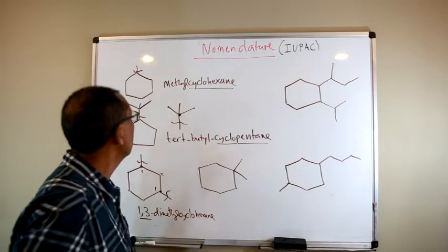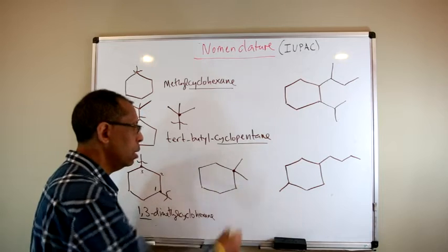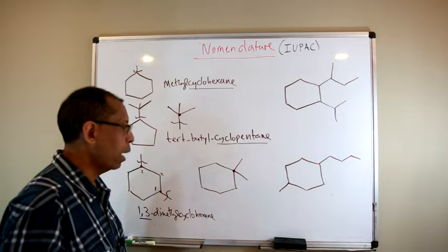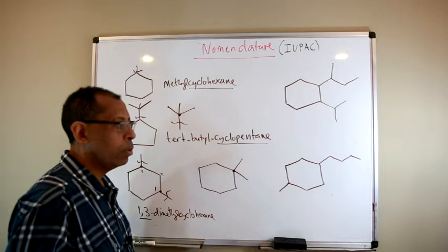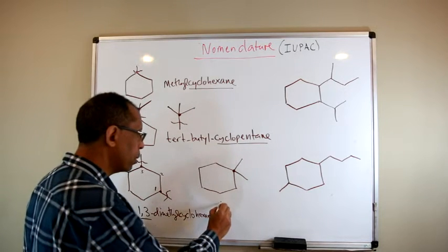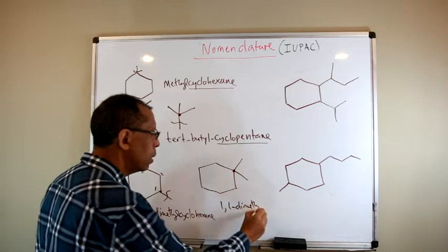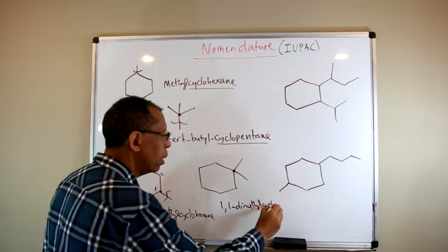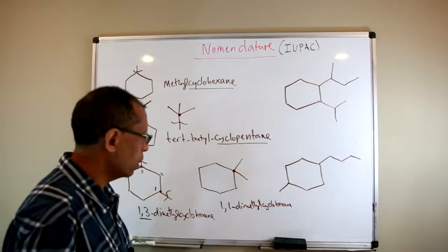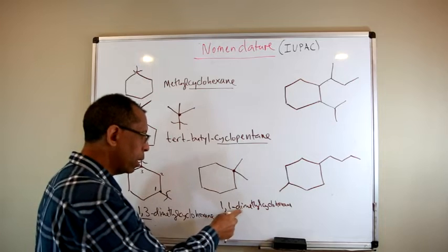In this case, you have 2 methyl groups on the same carbon. These are methyl groups. So in this case, you have to say 1, 1 dimethyl cyclohexane. The 1,1 shows you the substituents are on the same carbon. Therefore, it is very important that you say 1,1 dimethyl cyclohexane. All right. So this is a 1,1 because this is on the same carbon. There are two methyl groups, a dimethyl cyclohexane.